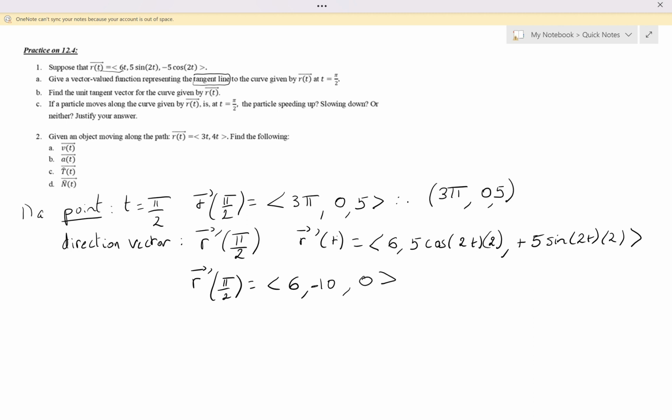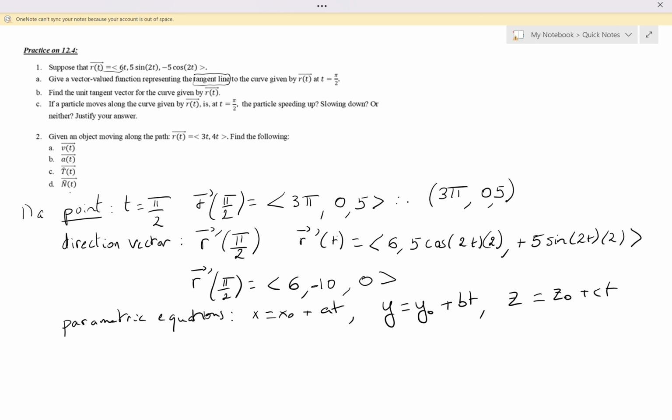So now we have everything. We have a direction vector of the tangent line, and we have the point. The parametric equation will then be, remember, x equals x0 plus at, y equals y0 plus bt, z equals z0 plus ct, where x0, y0, z0 are the coordinates of a point on the line, in that case 3 pi, 0, and 5, and a, b, c are the direction numbers, which means the components of the direction vector, which are 6, minus 10, and 0.